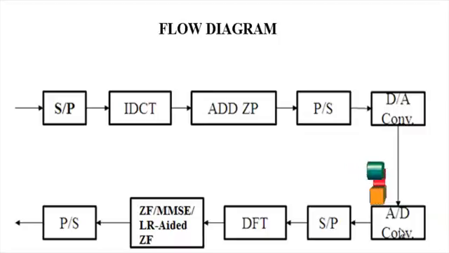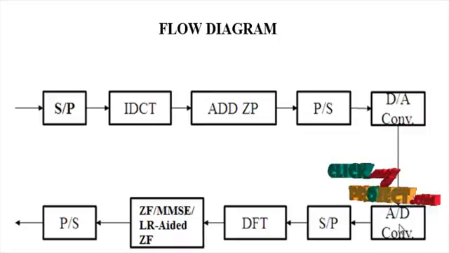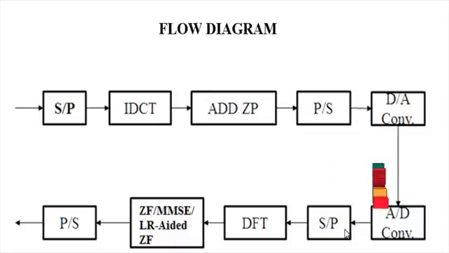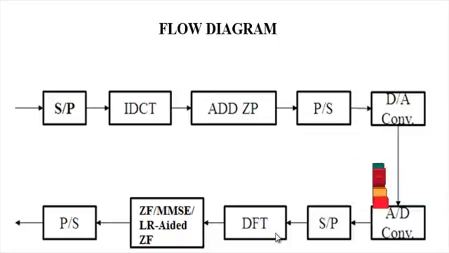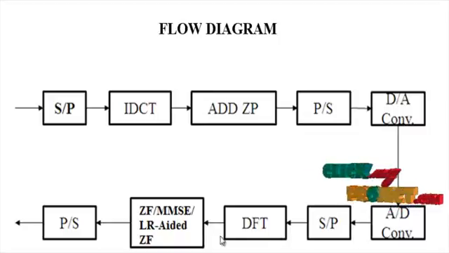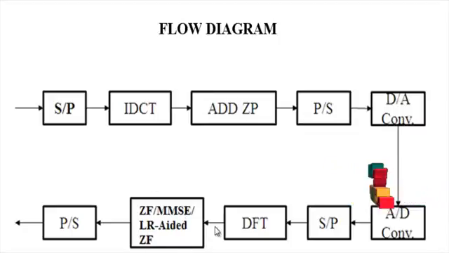On the receiver side, the analog signal is converted into digital and passed into the serial to parallel converter block. Next, the DFT transformation is applied. In the equalizer step, ZF, MMSE and LR aided ZF equalizers are used.